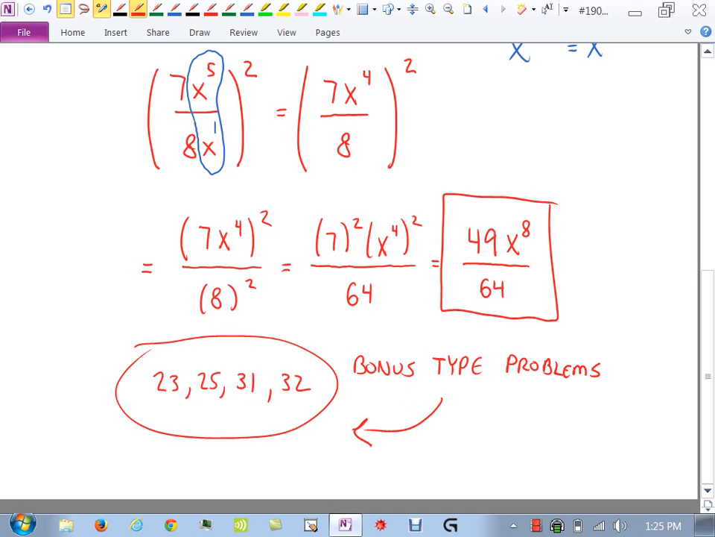Is there a question? You got it? All right. What do y'all think about that? I'm going to have bonus on the test. Like, I'm going to give you a problem. It'll be like these. Those are good practice for what you might see on the bonus.